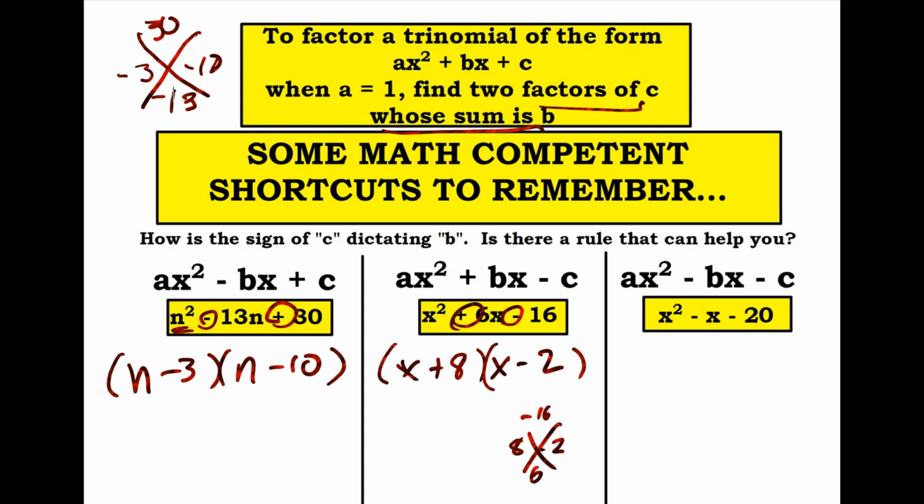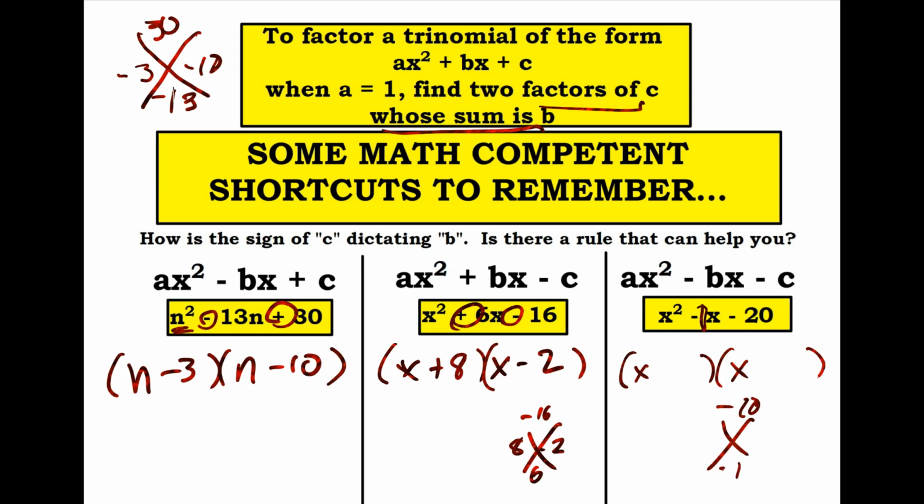And for this one, how is C dictating to B? Well, if this is negative and this is negative, then the only way for me to get a negative is to have a negative and a positive. But if I have a negative and a positive, this sign is negative, so the larger number has to be negative. So if I make my little X here and I put negative 20 here, my X needs to be larger because clearly I can't fit anything in that little X. And then I put negative 1 here.